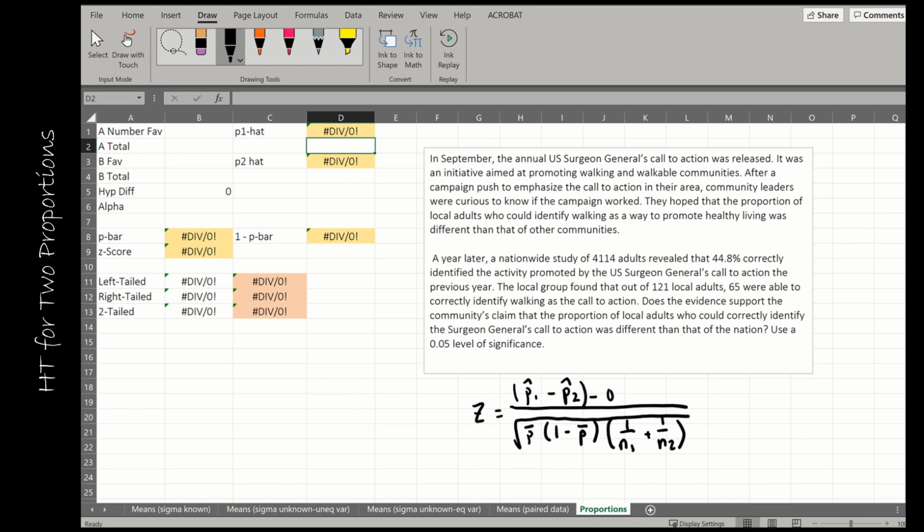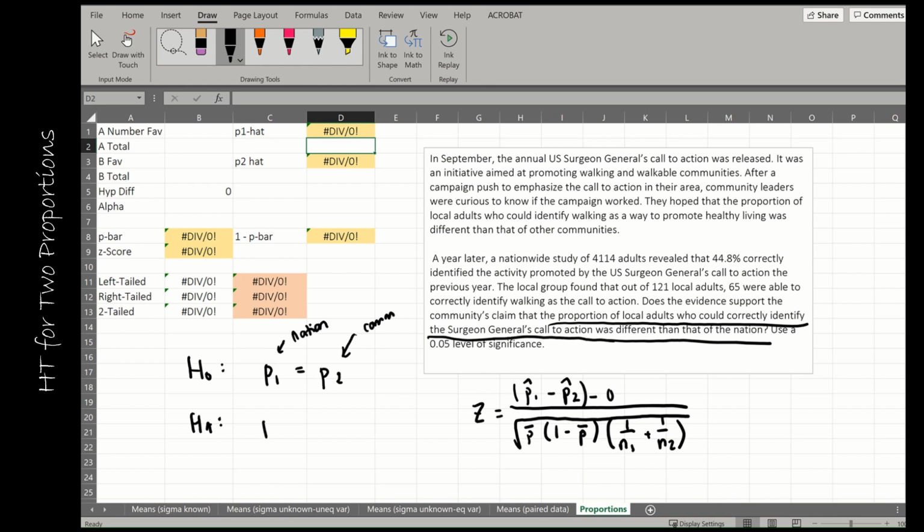So what this means to us is that the null hypothesis says that, again, we have two proportions. So we've got P1 is equal to P2, and we're going to let P1 be the nation, because we're going to compare the community to the nation. The alternative hypothesis is that it was different than that of the nation. So the proportion of local adults who could correctly identify the Surgeon General's call to action was different. That doesn't tell us a direction, it just says not equal to. So this is going to be a two-tailed test.